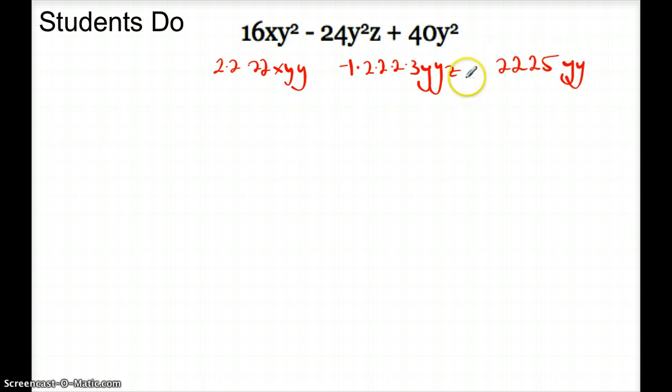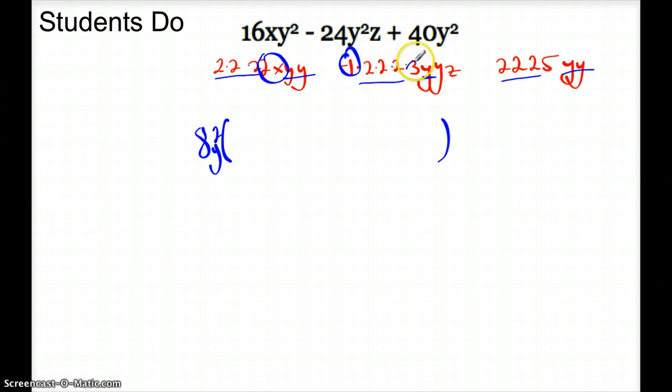Y squared. Okay. Again, what do they have in common? This has 3 2's, this has 3 2's, and this has 3 2's. So I know that's going to be an 8. Okay, anything else? They all have y's. They all have at least 2 y's. So 8y squared. And the leftovers should be here, 2x, left over here, -1 and 3z, and here, just a 5. Okay, so here's our leftovers, 2x, -3z, and +5.